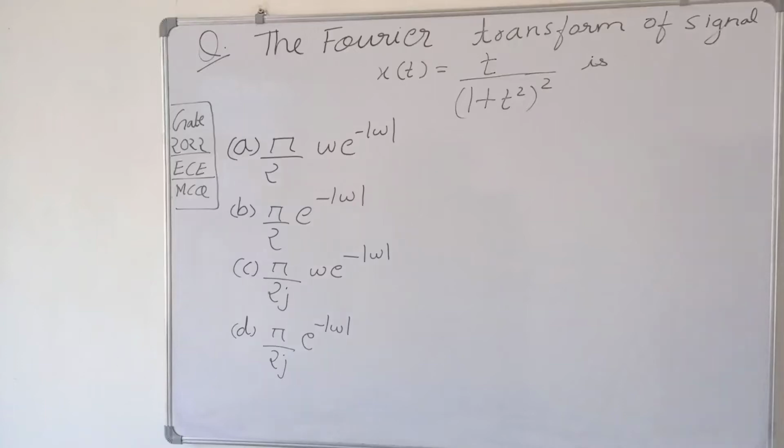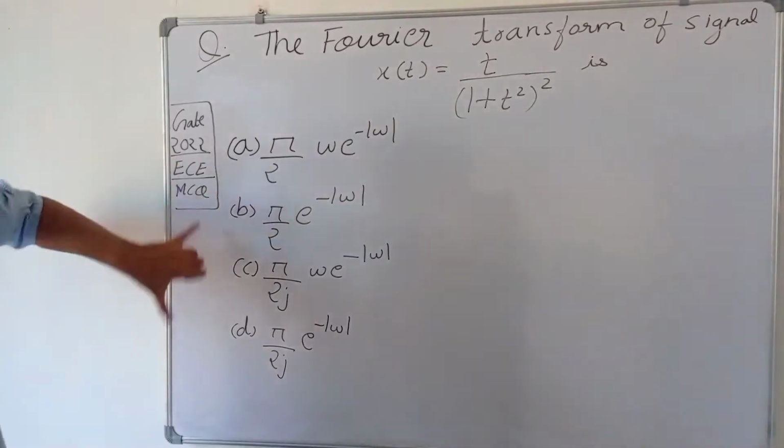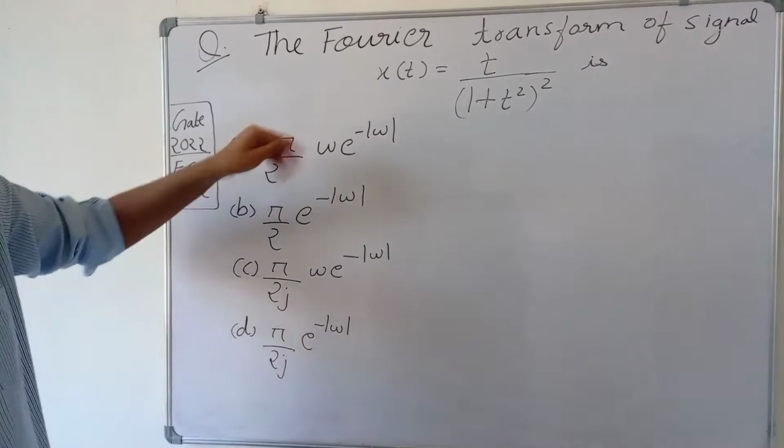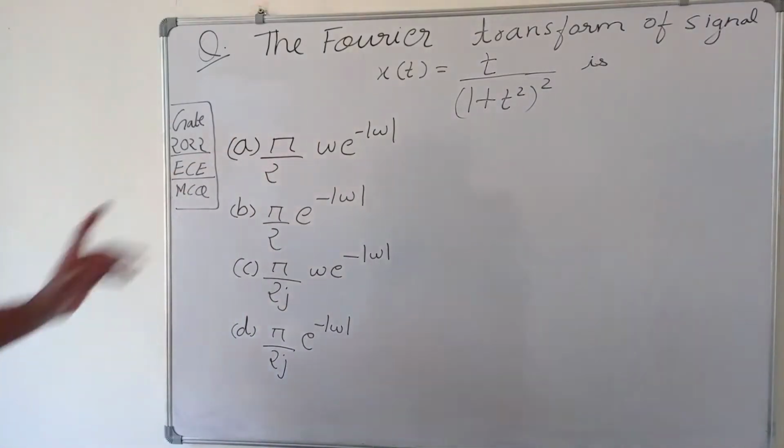So we are solving a question from GATE 2022 Electronics branch. This was an MCQ question. It was from Signals and Systems. The topic was Fourier transform.